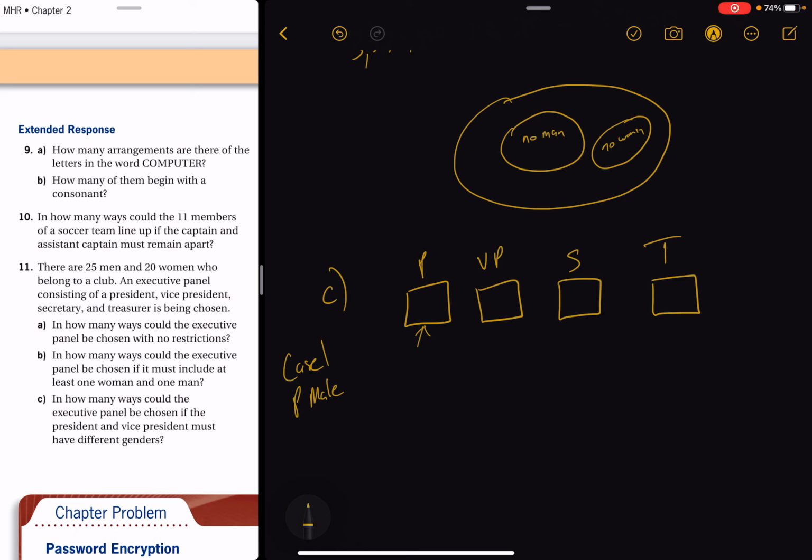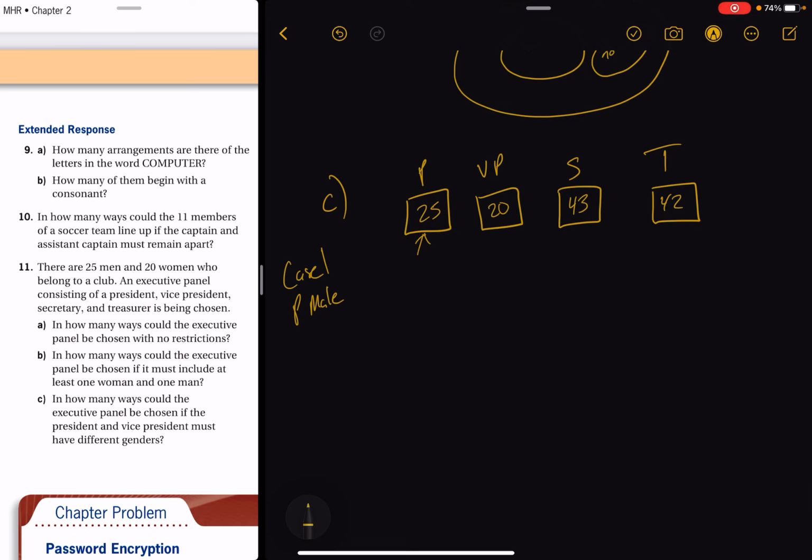Okay, so what do we have here? We have how many choices for men? 25, and then after I select, this has to be 20. Okay? And then how many choices do I have? Well, they could be anything. So it's 45 minus 2 that I already chose, so 43, and this one can be 42. Okay, so case 1 is 25 times 20 times 43 times 42.